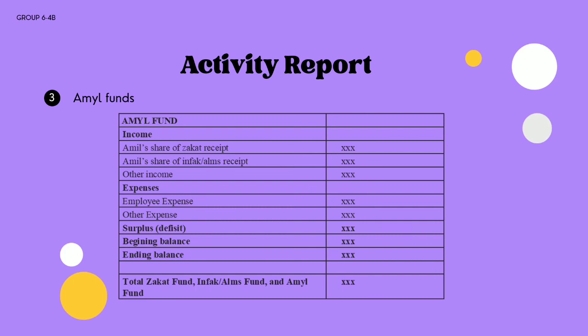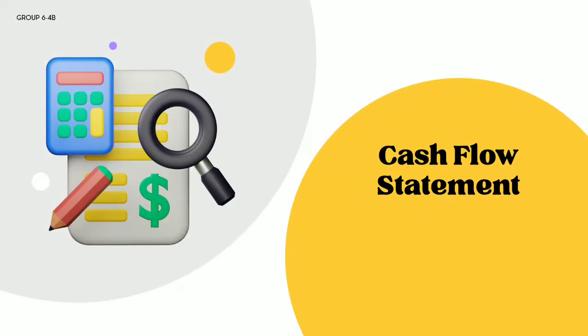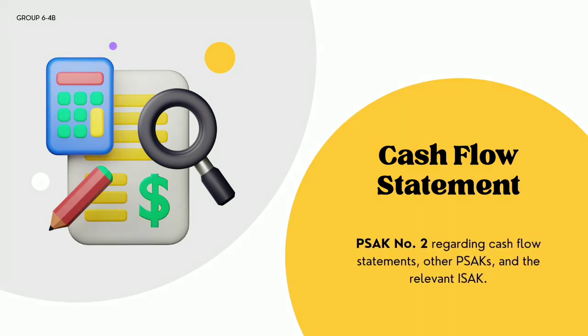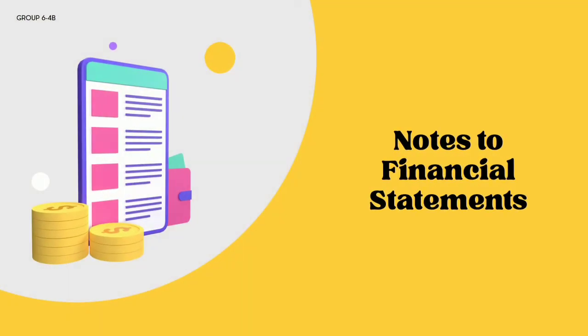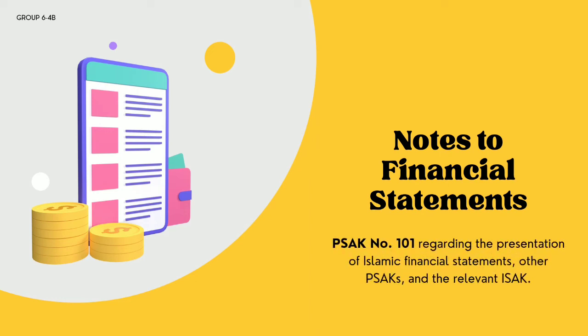Amil Financial Report number 3 is the Cash Flow Statement. Cash flow statements are prepared by Amil entities in accordance with PSAK 2 regarding cash flow statements, other PSAK, and the relevant ISAK. And Amil Financial Report number 4 is the Notes to Financial Statements. The notes to the financial statements prepared by the Amil entities are in accordance with PSAK 101 regarding the presentation of Islamic financial statements, other PSAK, and the relevant ISAK.